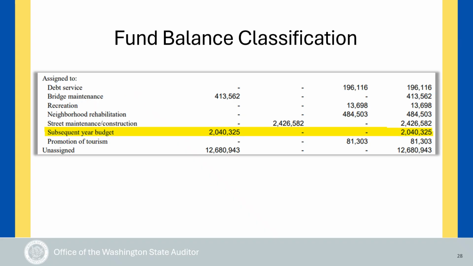There are some misconceptions about what can be included in any fund balance classification besides unassigned. Items like budgets, emergencies, reserves, and minimum cash and investment policies generally do not meet the requirements to be reported as restricted, committed, or assigned.